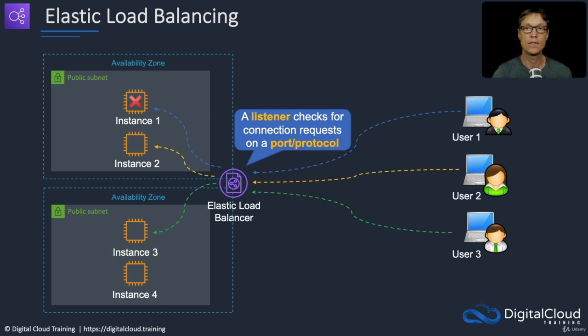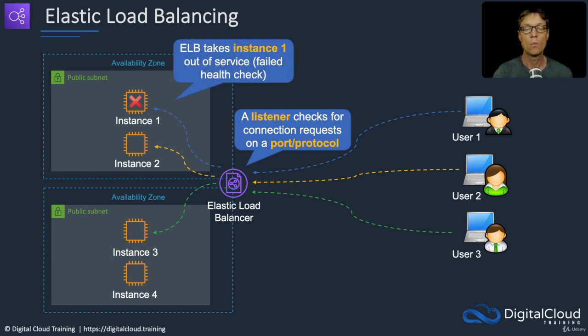Now, what happens if an EC2 instance fails? Well, in that case, the elastic load balancer will take it out of service because it will notice that it's not responding to health checks. Health check is just the load balancer making a connection request to the EC2 instance, checking if it's there and responding. And if it is, then that's great, it's a healthy target. And if it isn't, it's an unhealthy target and it gets taken out of service. And in that case, the connection is obviously dropped and then re-established with a different instance.